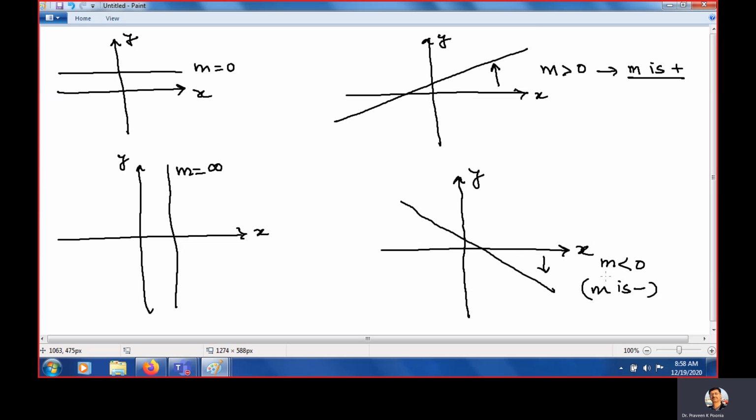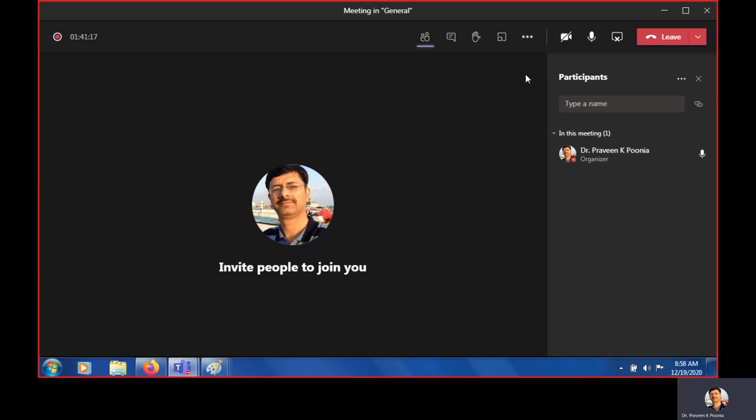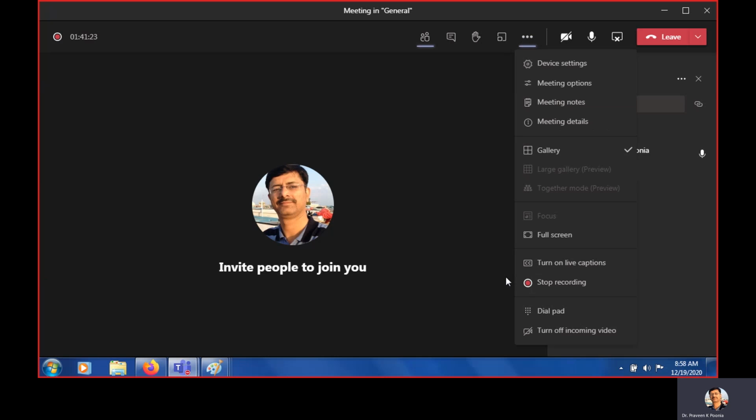So these are the four cases. So here in this lecture, we study two things. One, what is a straight line? Clear? Then what is the slope? And if slope is 0, positive, negative or infinite, what is the direction of the straight line? We study all these things.